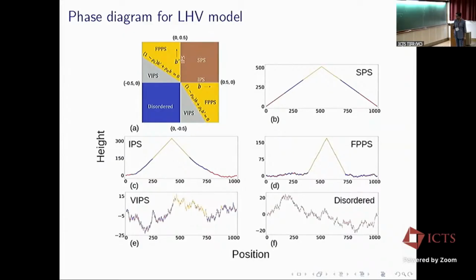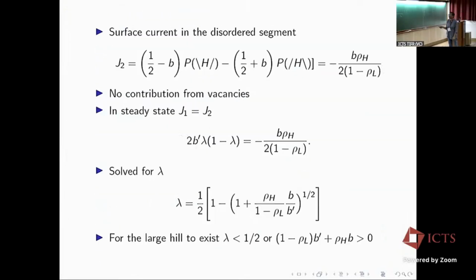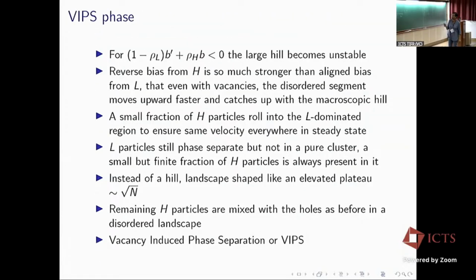But, so what happens then, some small fraction of H particles roll into the L-dominated region, and this way the system can balance current. So in other words, L particles still phase separate, but it is not a pure phase anymore. A small but finite density of H particles are present in it. And the remaining heavy particles are present mixed with the vacancies, and this makes sure that the current is balanced everywhere. This is a new type of phase ordering. We call it vacancy-induced phase separation, or VIPS.